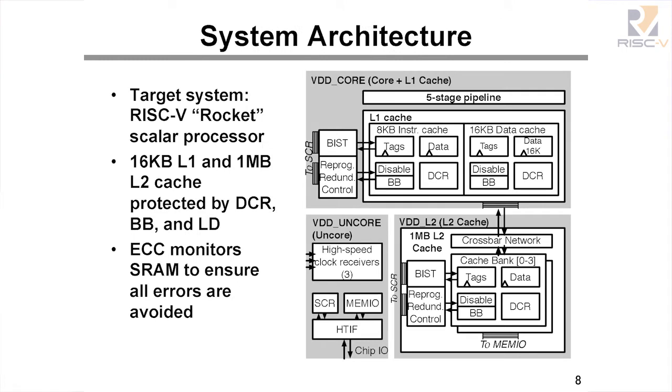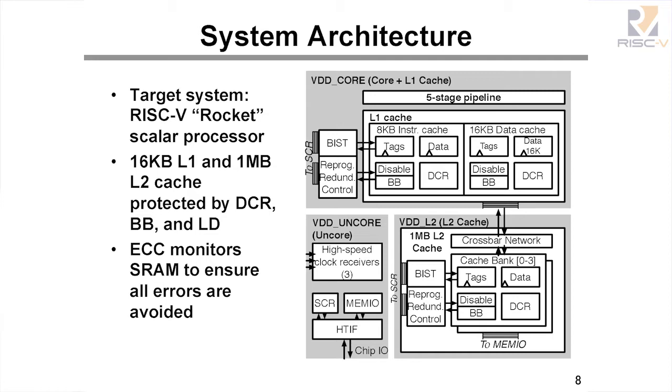This is the system architecture. We have 3 voltage domains. The first voltage domain is the core, which has the Rocket pipeline and L1 cache. The second voltage domain has the 1 megabyte L2 cache. And the third voltage domain is the uncore, which communicates off chip through the host target interface. Both the L1 and L2 cache have the 3 techniques I talked about, line disable, bit bypass, and dynamic column redundancy added to them. There's also an on-chip built-in self-test that identifies all of the error locations in the SRAM so that we can avoid them.